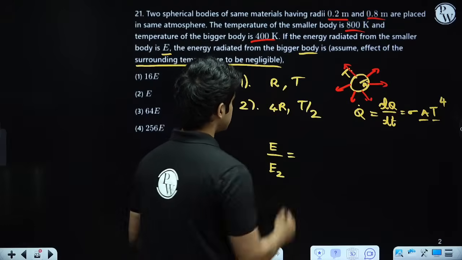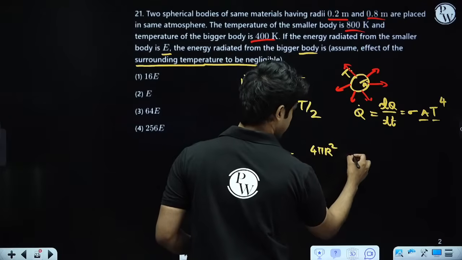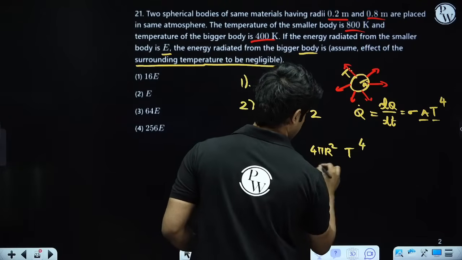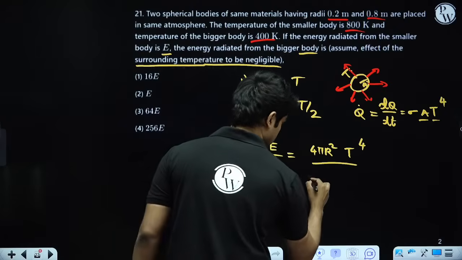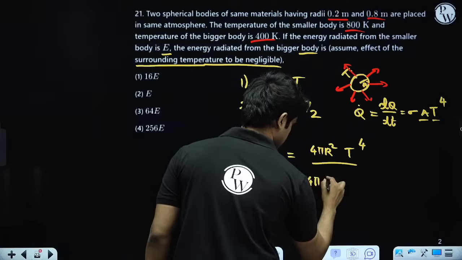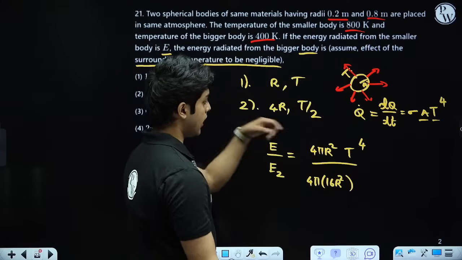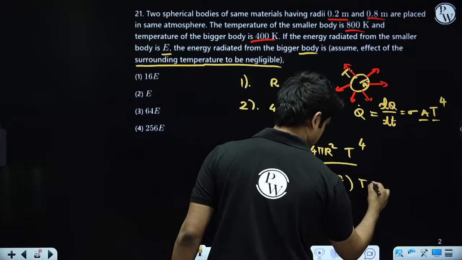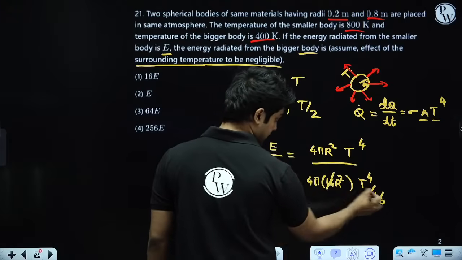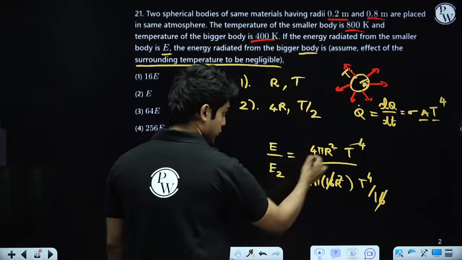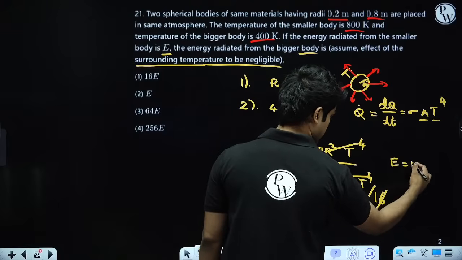The first body's area will be 4 pi r square and temperature is T, so T to the power 4. The second body's area will be 4 pi into 4r the whole square, so 4 pi times 16 r square. But the temperature is half, so half to the power 4 will be 1 by 16, so T to the power 4 divided by 16. If you observe, this 16 cancels out with this, which means the numerator and the denominator are the same, or basically E equals E2.